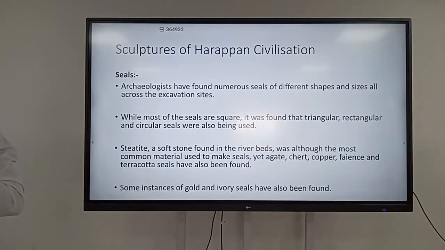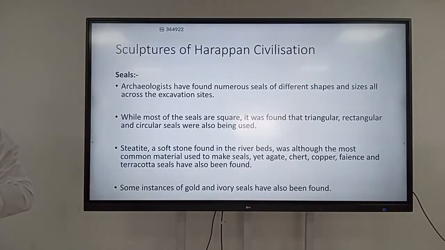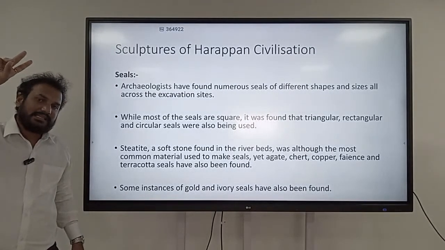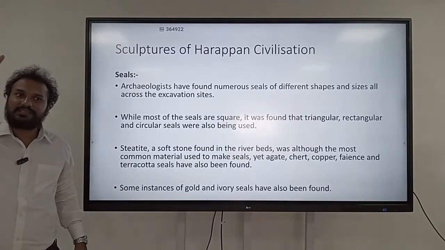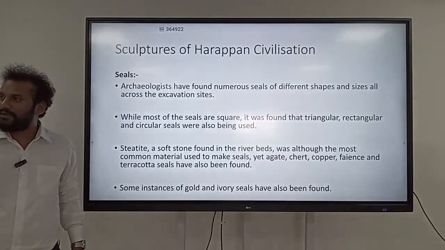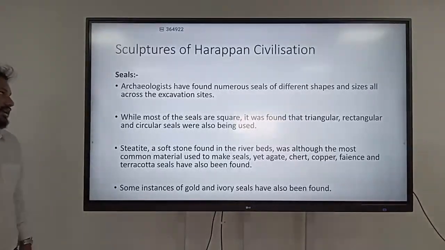From this, historians concluded that there was a trade relationship between the Mesopotamian people and the IBC people, and they used seals for trading purposes. Got it? So three types of seals were found: rectangular, square, and cylindrical. Cylindrical seals belong to Mesopotamian civilization. The Harappan civilization had only two types of seals, rectangular and square.